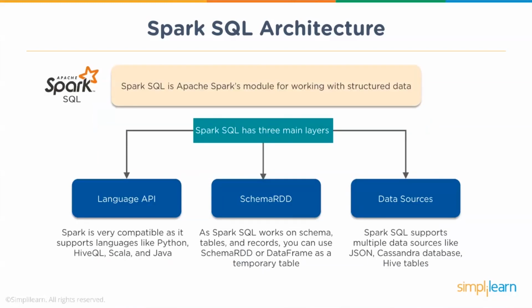So Spark SQL is Apache Spark's module mainly to work with structured data. Now, when we talk about Spark SQL, it has three main layers. It has a language API. So Spark is very compatible as it supports multiple languages such as Python, your Scala, Java, even R, which is used in data science activities, and your Hive querying language.